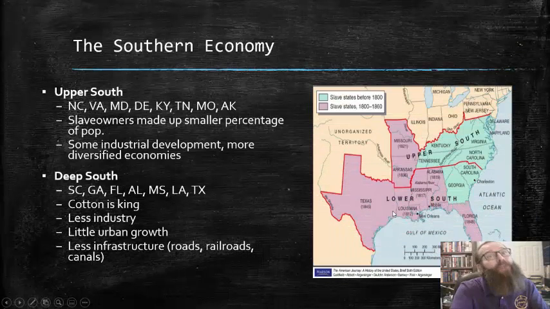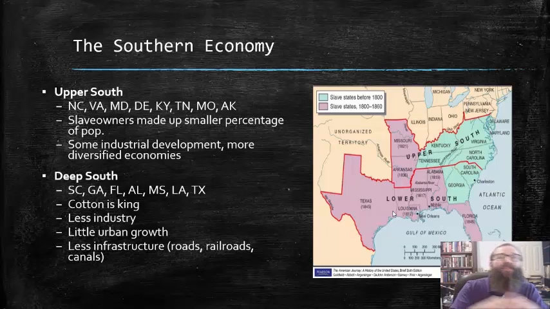In addition, make no mistake that the South was some sort of monolith that shared the same economic, social, and cultural patterns across the entire region. The South can really be divided into two distinct regions, the Upper South and the Lower or Deep South. Now, the Upper South, which consists of North Carolina, Virginia, Maryland, Delaware, Kentucky, Tennessee, Missouri, and Arkansas, was slightly different from its Deeper South neighbors.